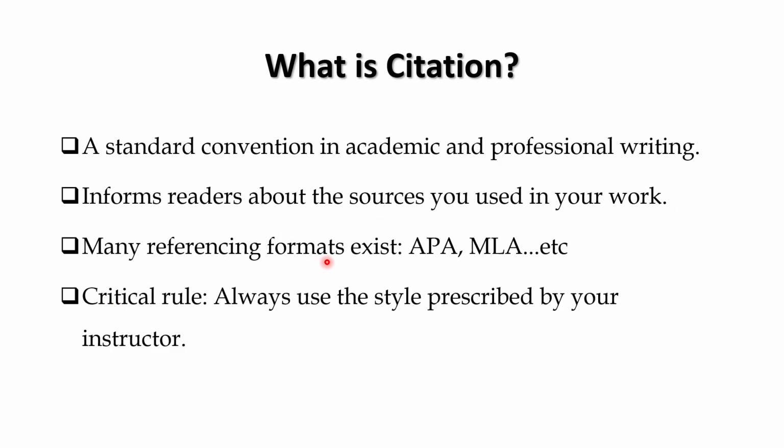Many referencing formats exist: APA, MLA, and so on. Different academic disciplines have developed different citation styles over time. Different fields have different citation preferences. Each style has its own rules for how citation should look: where to put the commas, what information to include, how to format the author's name, and so on. But they all serve the same purpose: giving credit and guiding readers to sources.